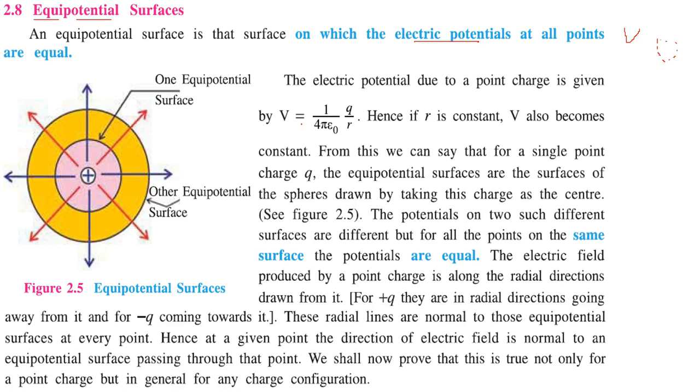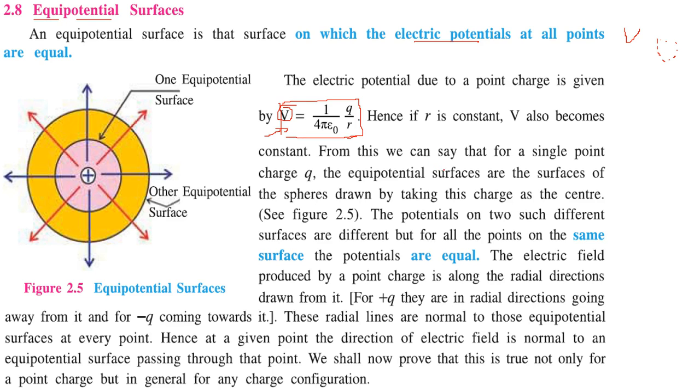The electric potential due to a point charge is given by the relation V equals 1 by 4 pi epsilon naught Q by R. If this R becomes constant, say some distance or radius, V will become constant. This will also be constant.